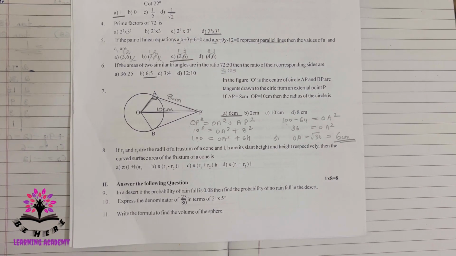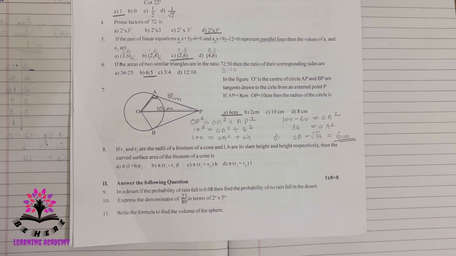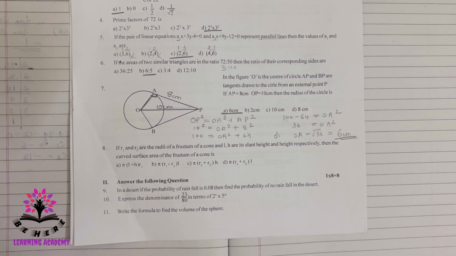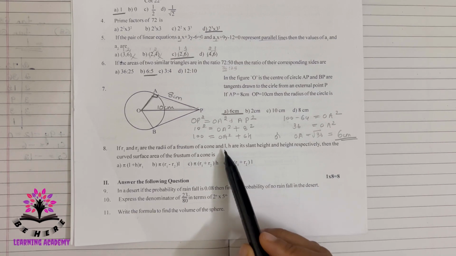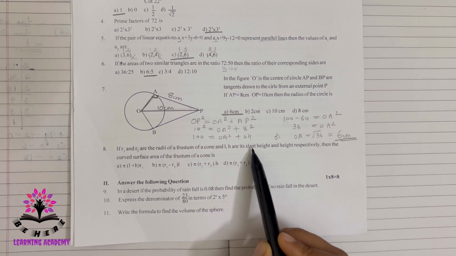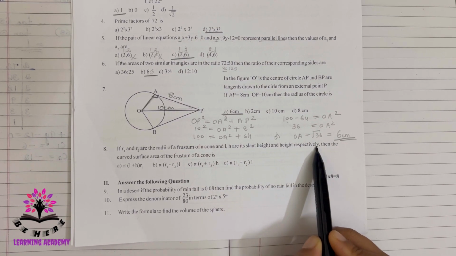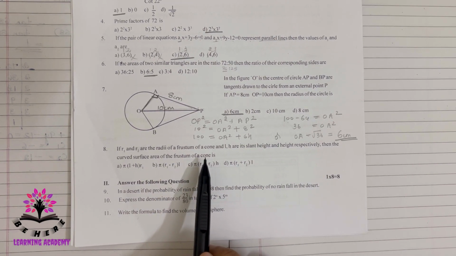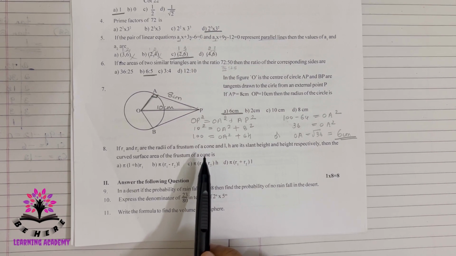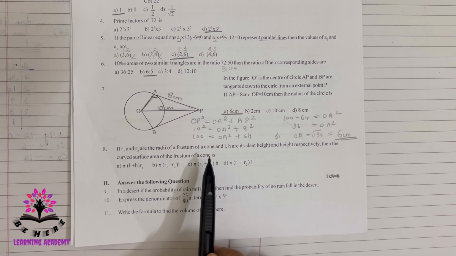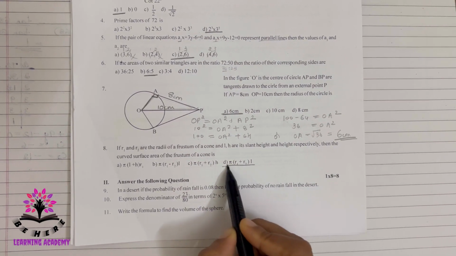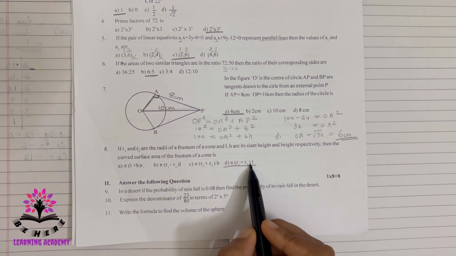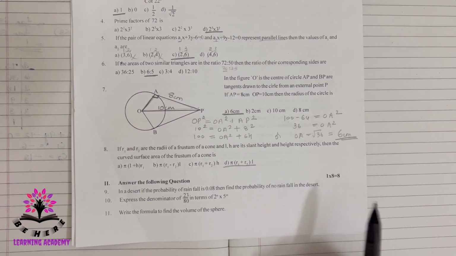So the last question: if R1 and R2 are the radii of a frustum of a cone and L, H are its slant height and height respectively, then the curved surface area of a frustum of a cone is, hope you have studied the formula, and the answer for this one is option D, pi multiplied by (R1 plus R2) multiplied by L, the slant height.